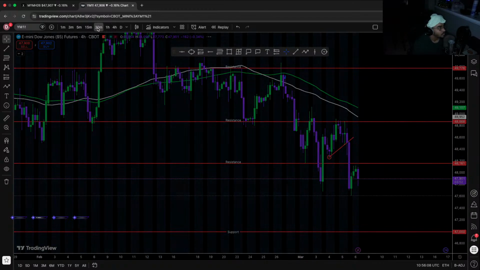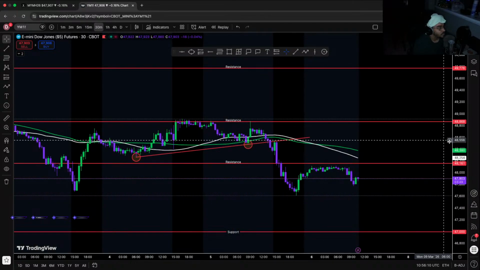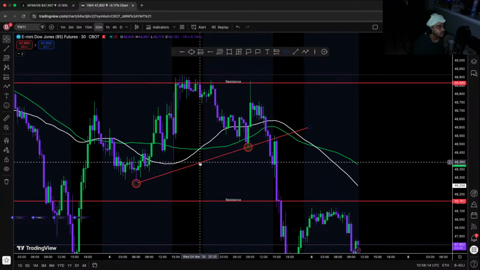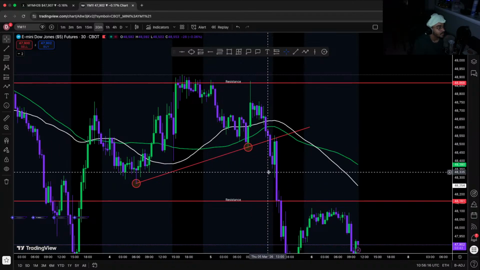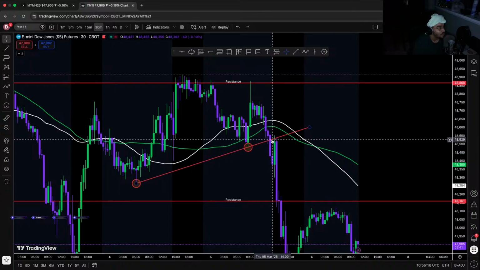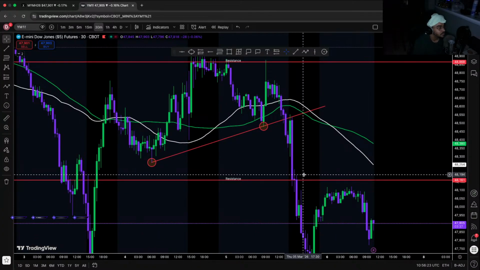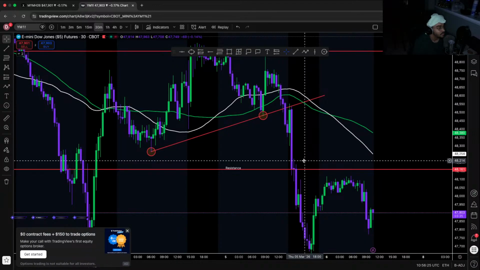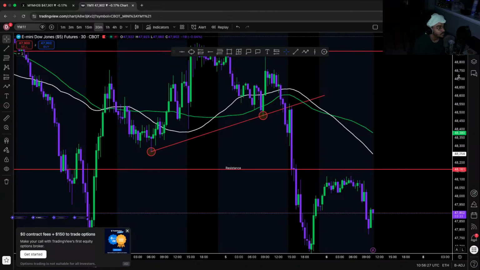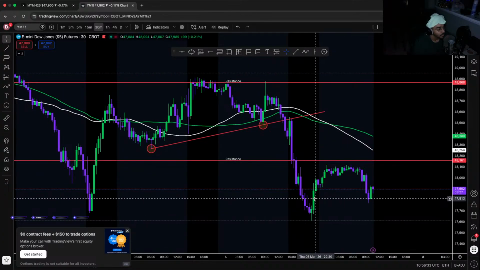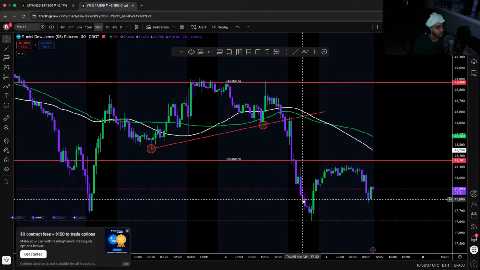Alright, with that being said, we're back down onto the 30-minute. We get a break of this counter trend line, and then we come up and test it, and the next candle after that just melts. My target yesterday was 47,800. And where do we come? Beautifully, 47,800.